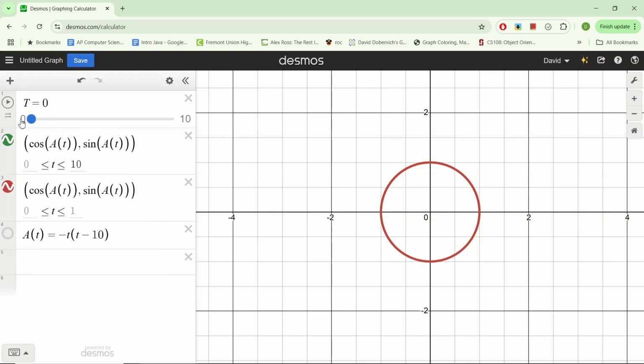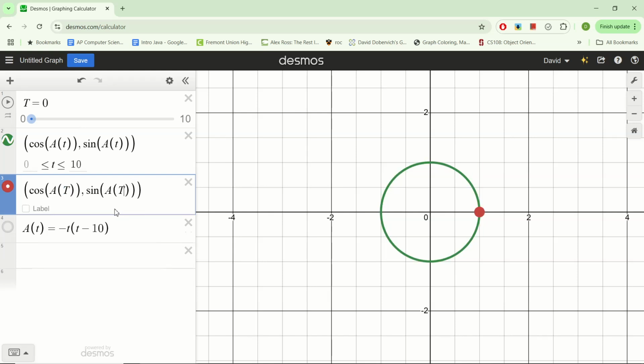Let's go ahead and back up here. Oh, hold on. Oh, I know why. So I need to use capital T's for that one. Okay, so let's watch what happens. I play it, so I'm rotating, but I slow down and then go the opposite direction.